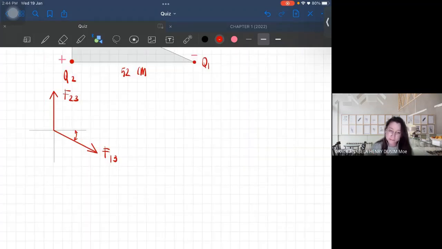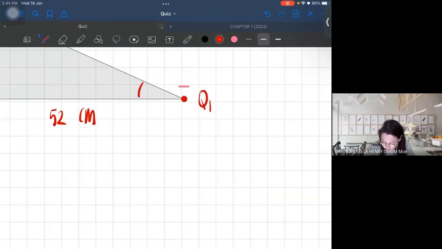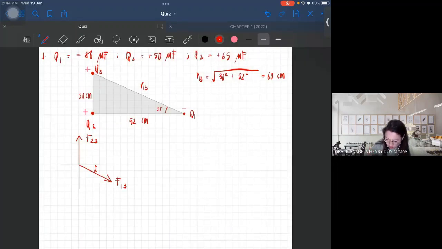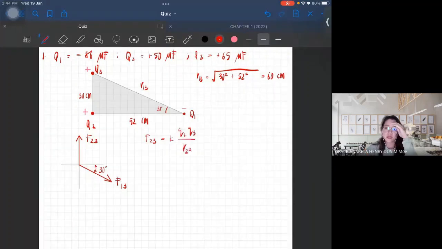Okay, we have to know, it's given, it's 30 degree. Okay, so this is 30 degree. Okay, now kita boleh calculate the magnitude of the charge. So F23 is K Q2 Q3 over R23 square. Okay, so dari sini just calculate that.